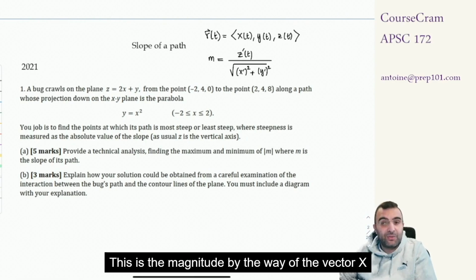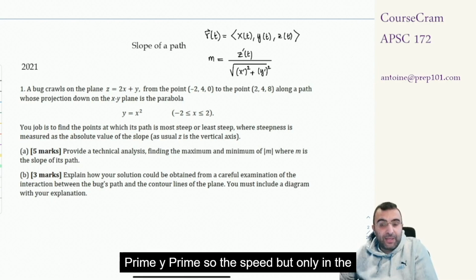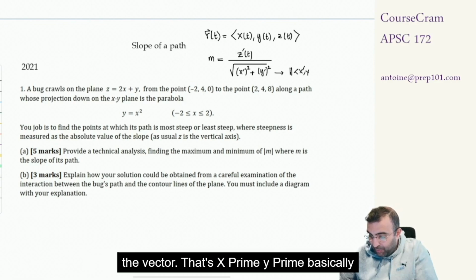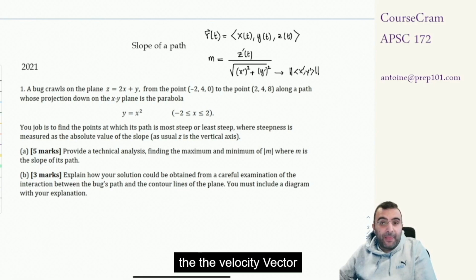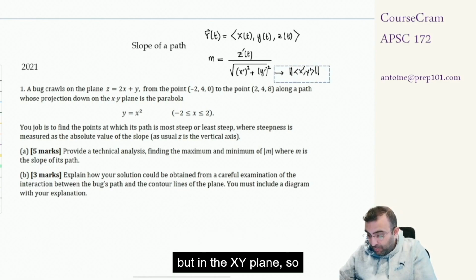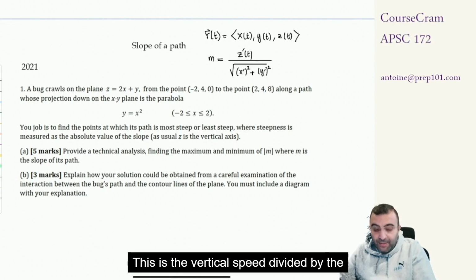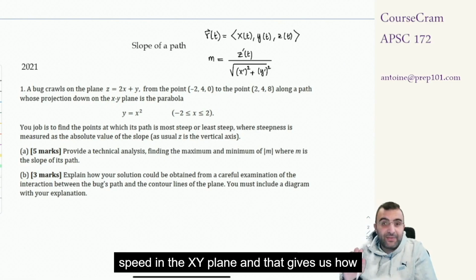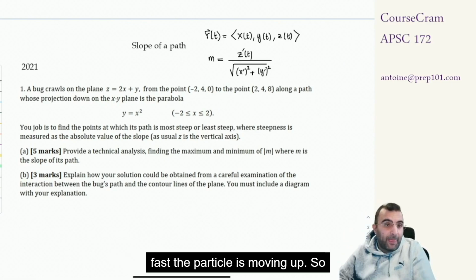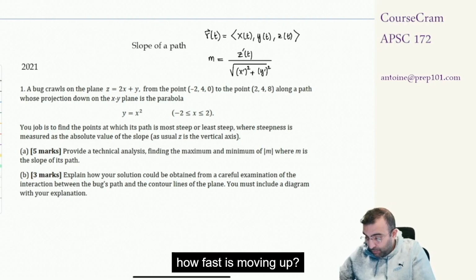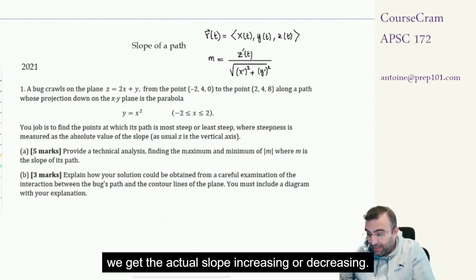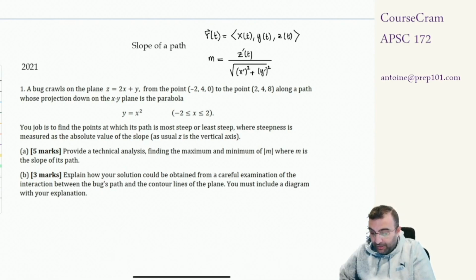This is the magnitude, by the way, of the vector x prime, y prime, so the speed, but only in the xy plane, right? So this would be the magnitude of the vector x prime, y prime, basically the velocity vector, but in the xy plane. So this is the vertical speed divided by the speed in the xy plane, and that gives us how fast the particle is moving up. So how fast it is moving up when it moves 1 unit in the xy plane, we get the actual slope, increasing or decreasing.